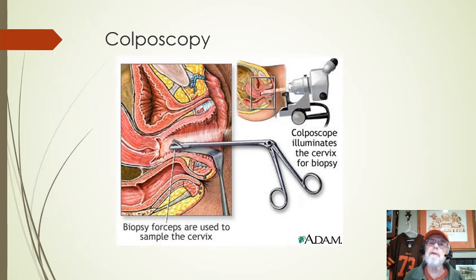Okay. And this is basically looking at the colposcope up on the top. Again, it magnifies the area of the vagina so they're able to look inside. They can actually get closer up to the area of the cervix to take a closer peek.